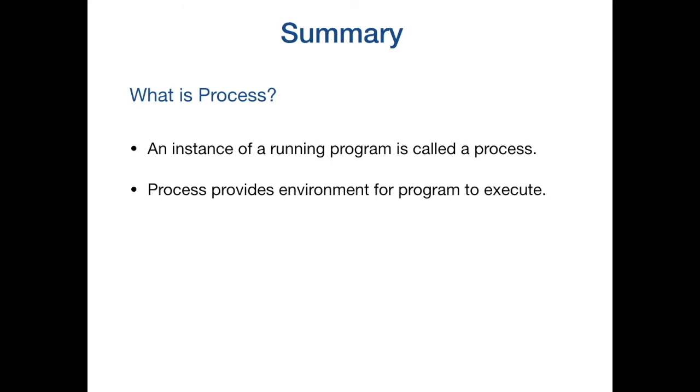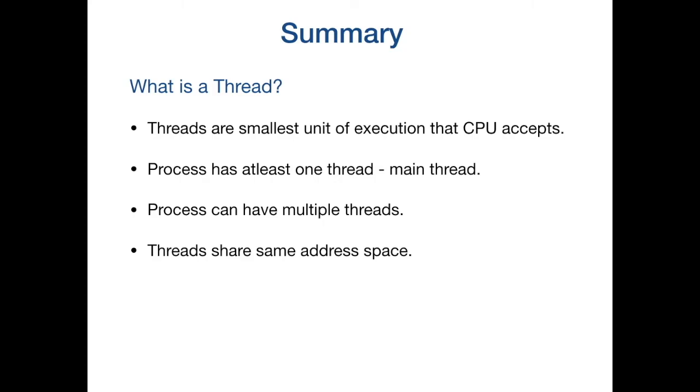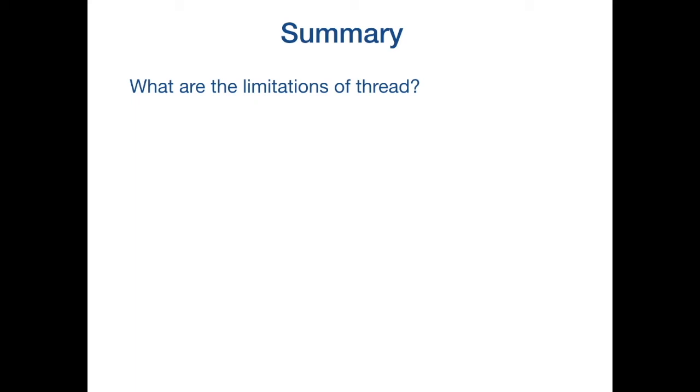We have come to the end of this module. Let us summarize. We saw what is a process. A process is an instance of a running program, and it provides an environment for the program to execute. We saw what is a thread. A thread is the smallest unit of execution, and every process has at least one thread, and processes can have multiple threads, and all threads share the same address space. And we saw what are the limitations with threads. Fixed stack size. Fixed stack size limits the number of threads that we can create to the amount of memory we have.